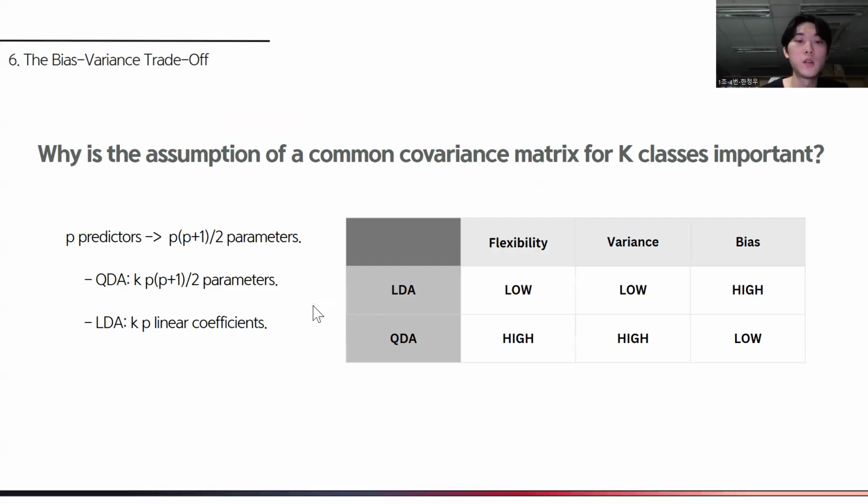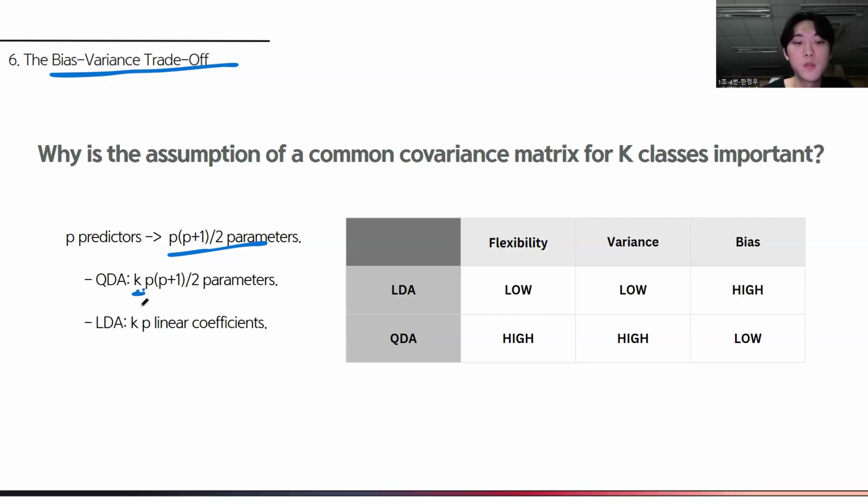why is the assumption that the K classes have a common covariance matrix important? In other words, why would LDA be preferred over QDA or vice versa? The answer lies in the bias-variance trade-off. With p predictors, estimating the covariance matrix requires estimating p times p plus 1 over 2 parameters. Since QDA estimates a different covariance matrix for each class, it requires estimating K times that.